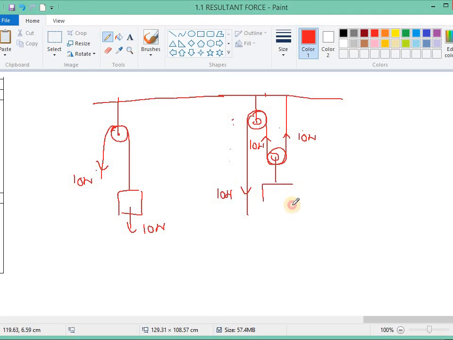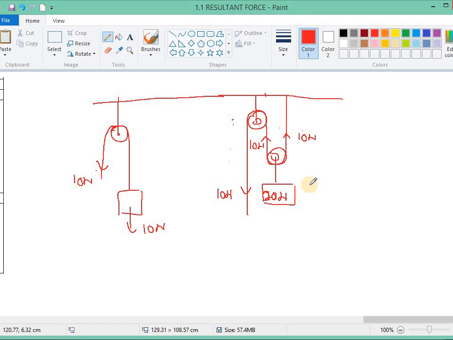So that means using 10 Newton, you can pull a 20 Newton object up by using two pulleys like this. So it can act as a force multiplier. With a system of many pulleys, you can multiply the force by a lot. So you can use 10 Newton to pull 50 Newton, use 10 Newton to pull 100 Newton also can.